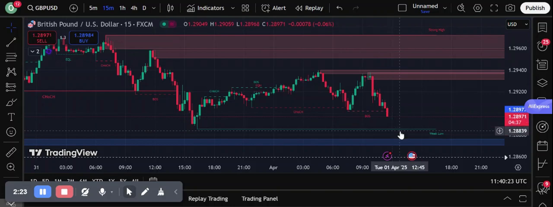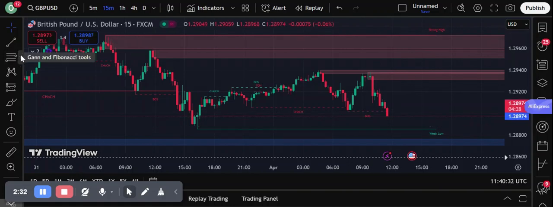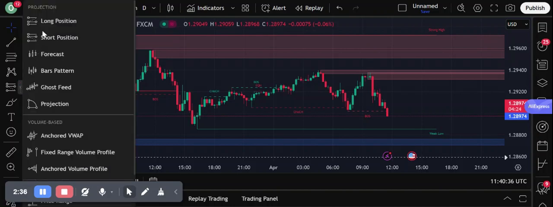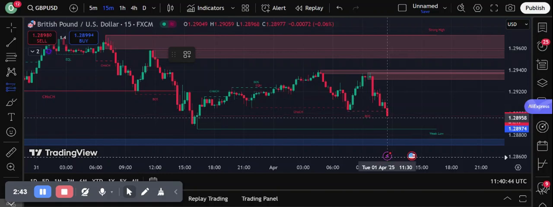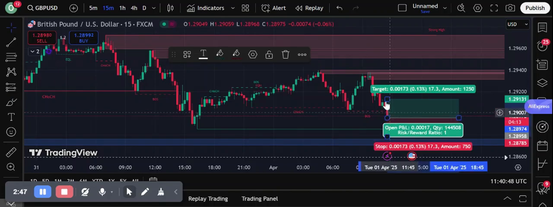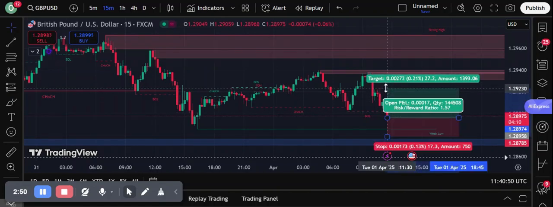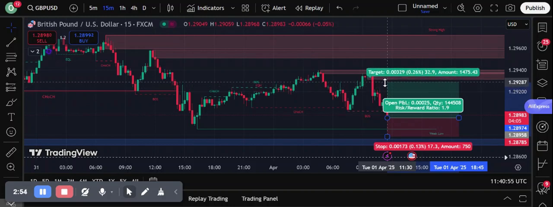My stop loss will be here. If I'm too generous, it should be here. So let's go for a long position. So we'll be buying around here. Yep. So we'll push out, take profit to the stop.